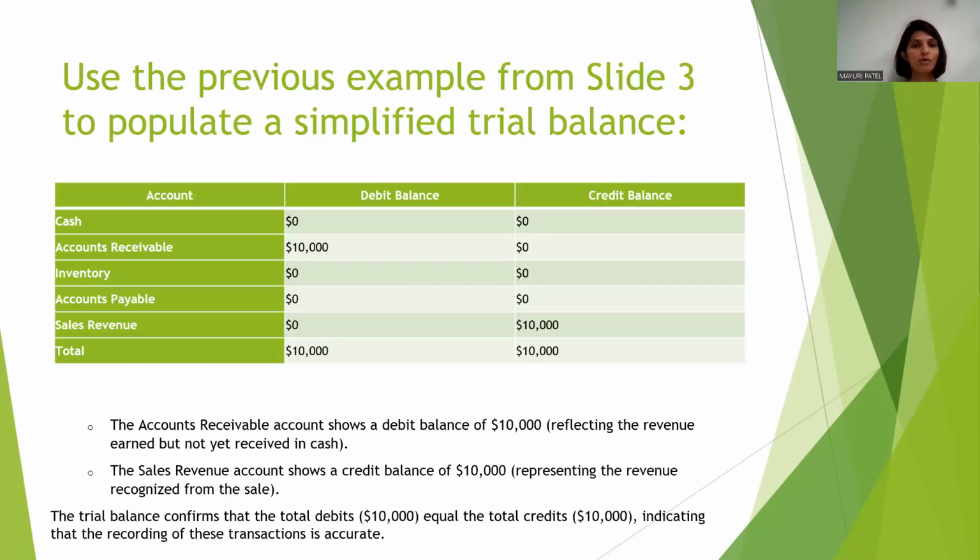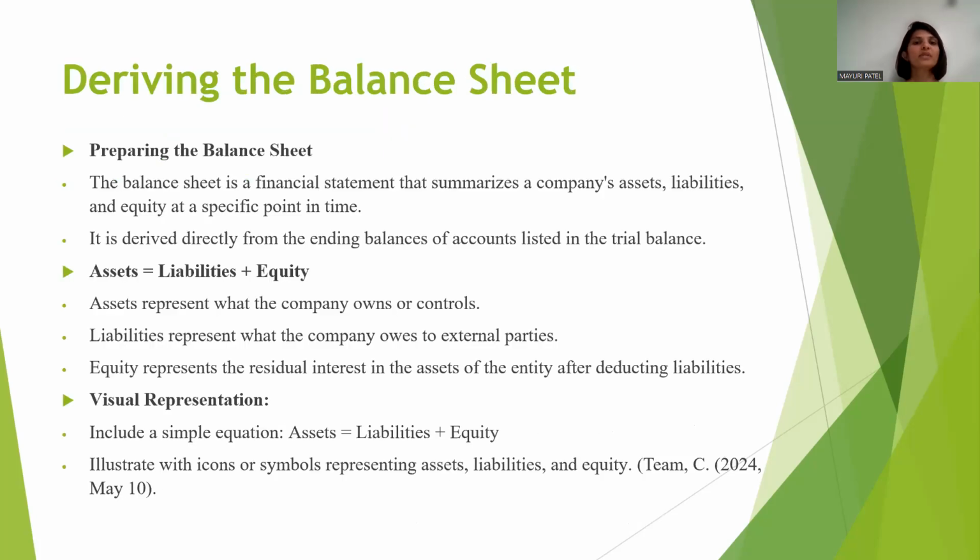Next slide, the example of a trial balance. Debit balance and credit balance. Cash is 0, accounts receivable is $10,000, inventory is 0, accounts payable is 0, and sales revenue is $10,000. So debit balance is equal to credit balance, equal to $10,000. The accounts receivable account shows a debit balance of $10,000, reflecting the revenue earned but not yet received in cash. The sales revenue account shows a credit balance, representing the revenue recognized from the sales. The trial balance confirmed that the total debits of $10,000 equal the total credits of $10,000, indicating the recording of this transaction is accurate.